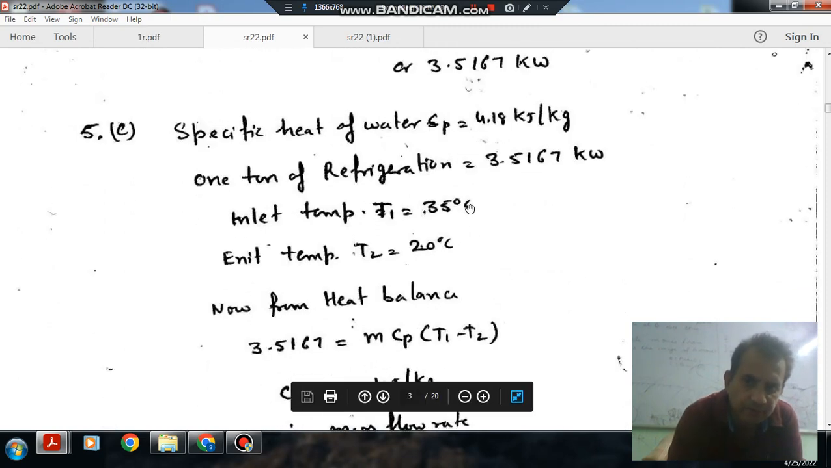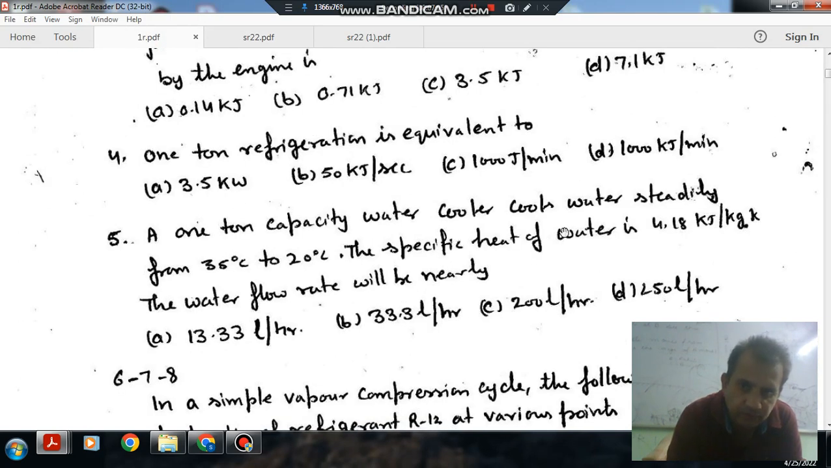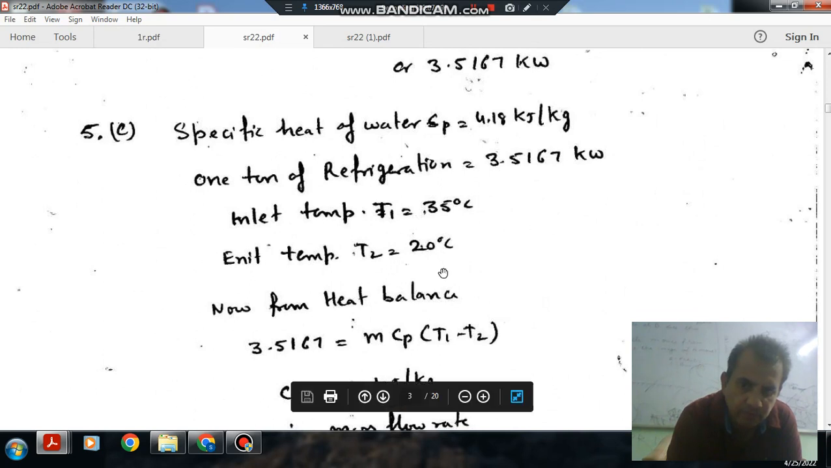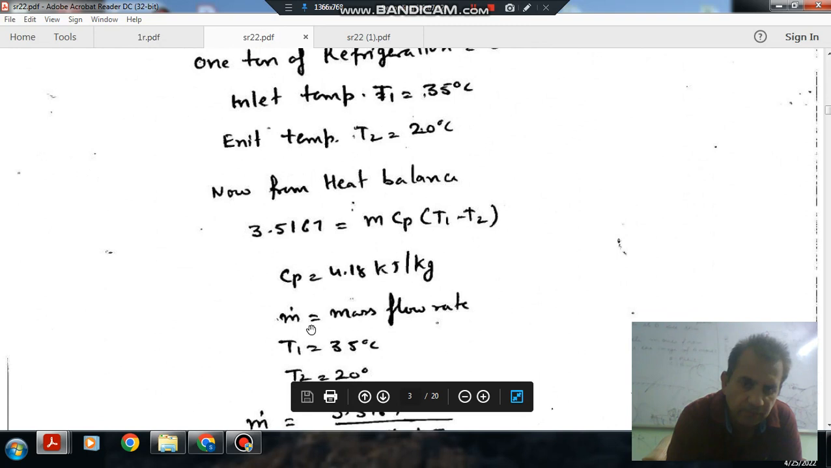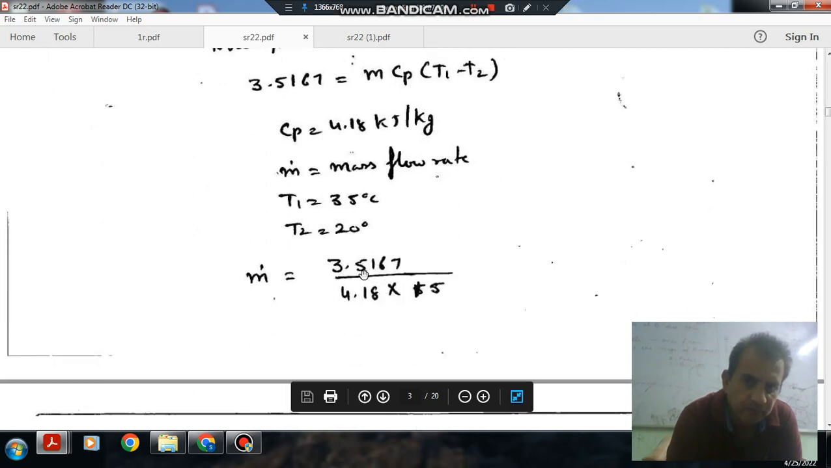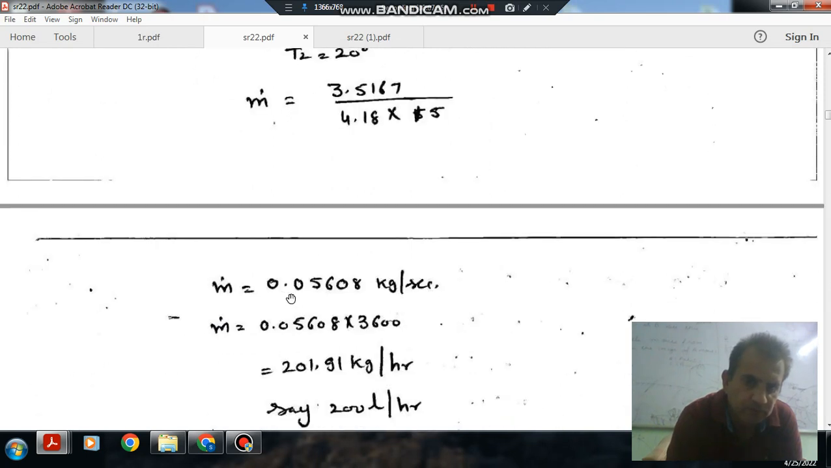Now it is given that the 1 ton water cooler cools the water steadily. So this much energy is available, that is 3.5, and it cools the water from T1 to T2. So m Cp delta T, where Cp is 4.18 kilojoule per kilogram, and from this we can calculate m. So m is 3.5167 divided by 4.18 divided by 15. So the mass flow rate is 0.05608 kilogram per second.